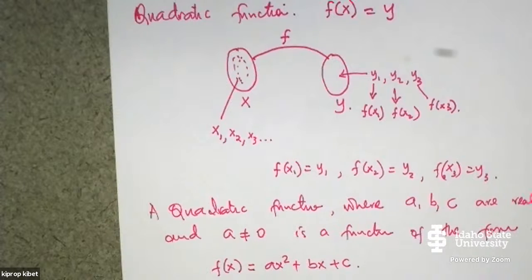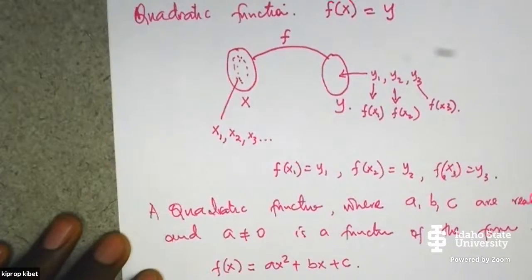This f of x is the same as y. y equals f of x equals ax squared plus bx plus c. So that is a quadratic function. As long as a is not equal to 0, then it is quadratic.